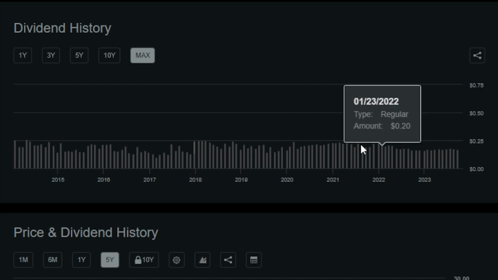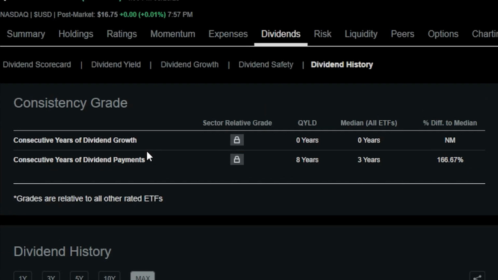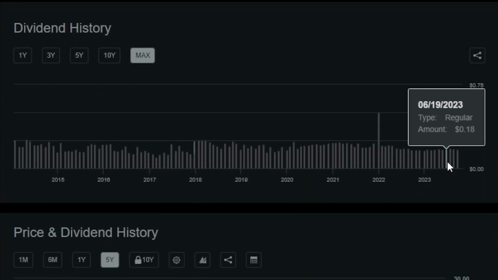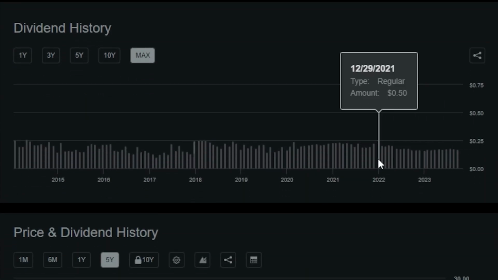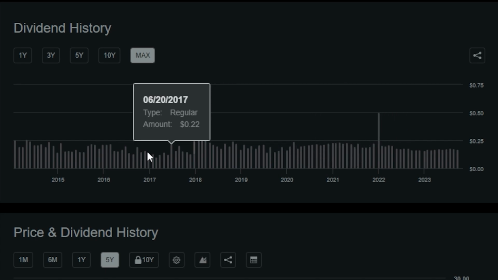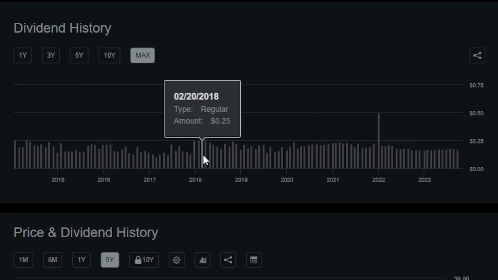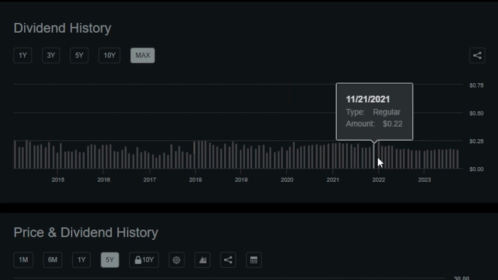Now, keep in mind, this ETF has an entirely different strategy, and I'm not saying that this ETF in any way is even comparable to something like SCHD. But just to give a visual example of what a lack of dividend growth looks like, this is what it looks like right here.